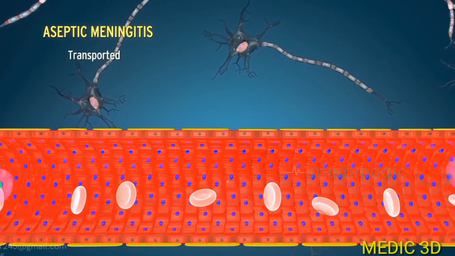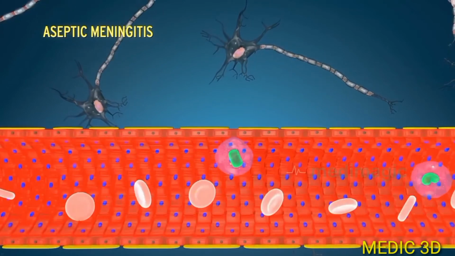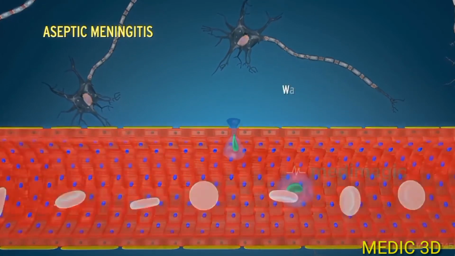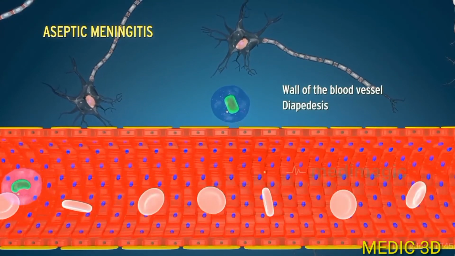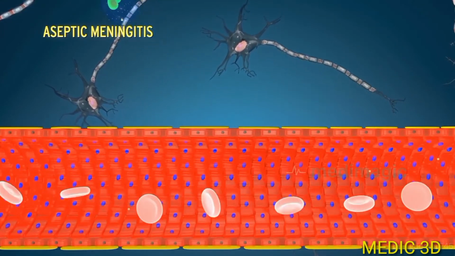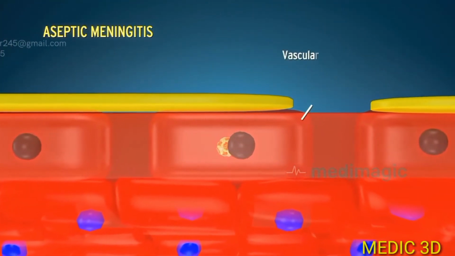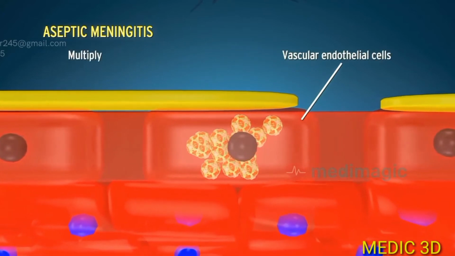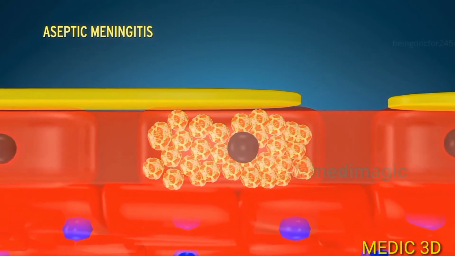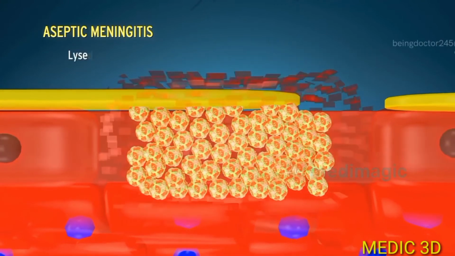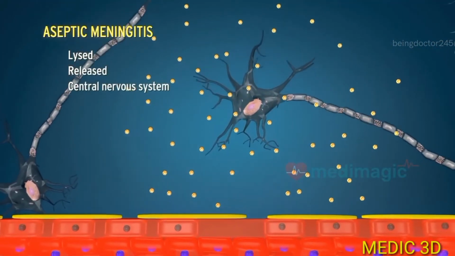They may be transported through infected leukocytes like macrophages. These macrophages are able to cross the wall of the blood vessel by diapedesis. The viruses infect vascular endothelial cells and multiply inside them. Eventually, the host cell is lysed, and the viruses are released into the central nervous system.